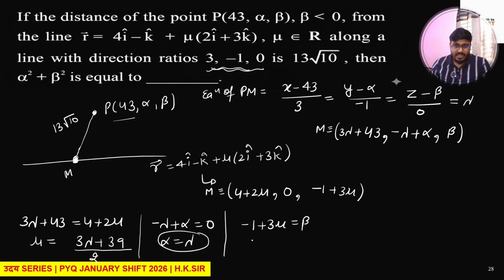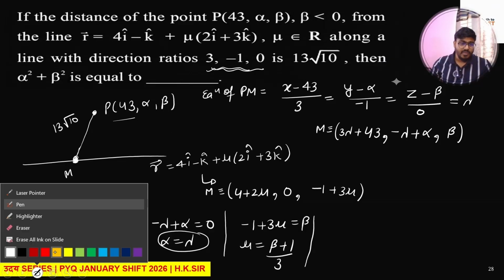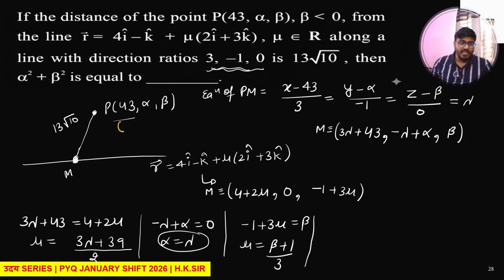So from here, what is the value of beta? Beta is this one, no? So from here you can write mu equal to beta plus 1 divided by 3. These are the three equations. Okay, now the coordinates of point P are 43 comma alpha comma beta. So alpha is equal to lambda, so you can write P is 43 comma lambda comma beta.